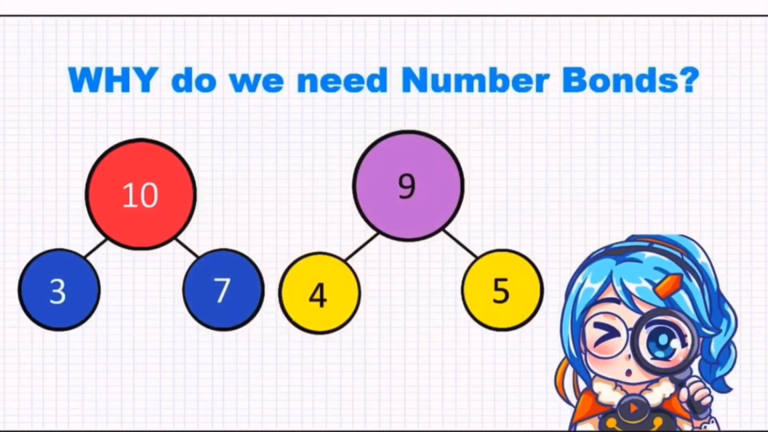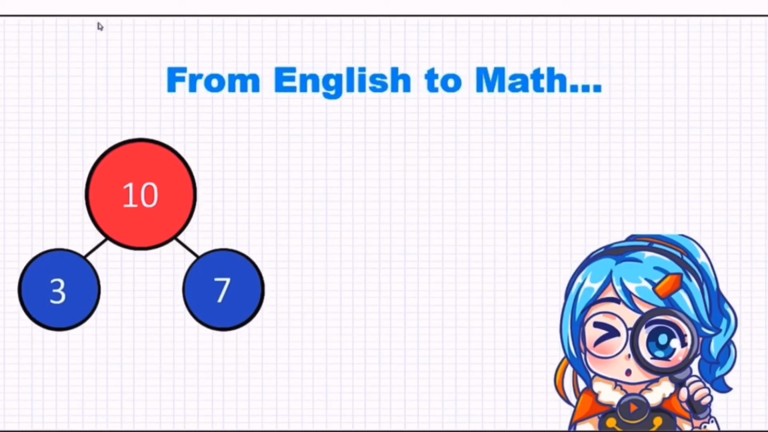Can you see that these number bonds are like pictures that help us with addition? The first number bond tells us that 3 and 7 make 10. And we can translate this into a math addition sentence. Let's see how we do that. Well, 3 and 7 make 10.